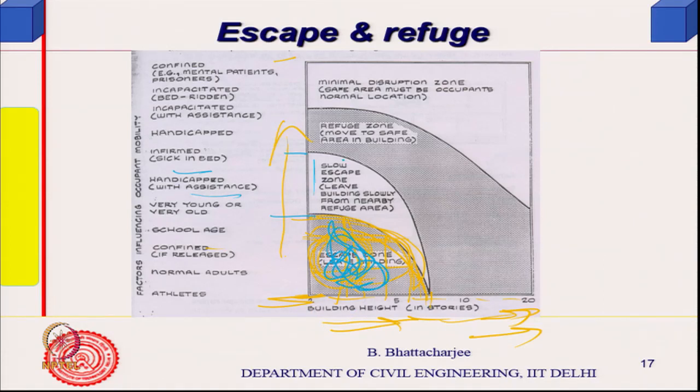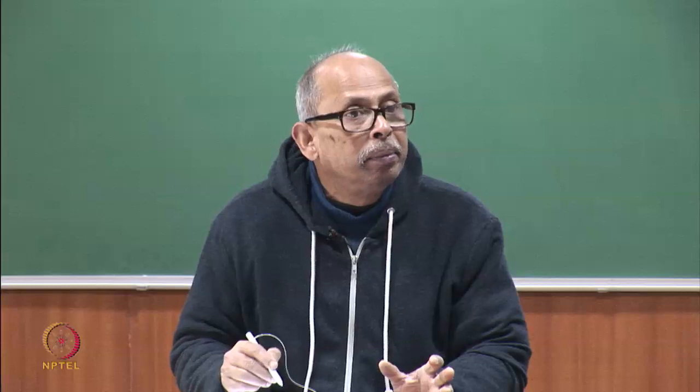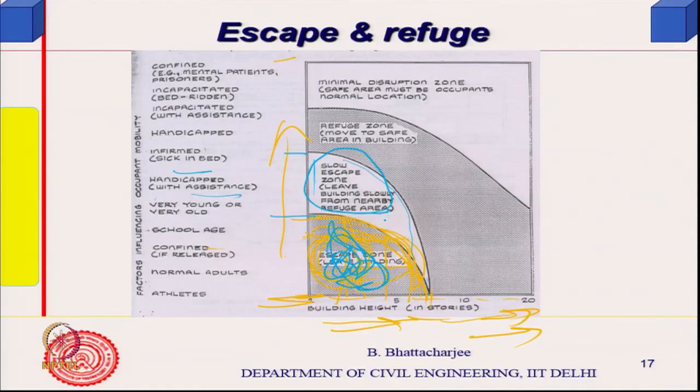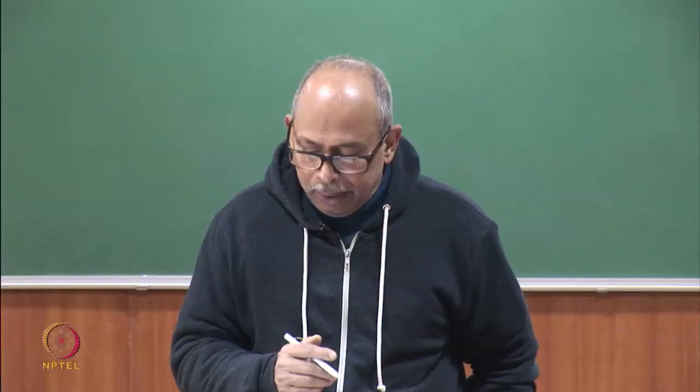But as the story height increases, they just can't live on their own, but they can live for a longer period of time. So this is the slow escape zone, where you leave the building slowly from a nearby building. But beyond a 7-story building it is difficult for those people to even get out and leave the building on their own, or to go to a safe place.